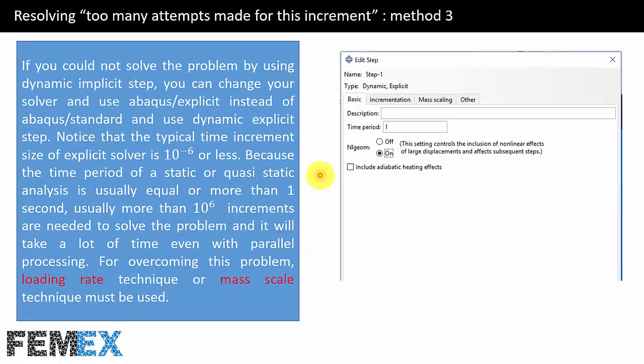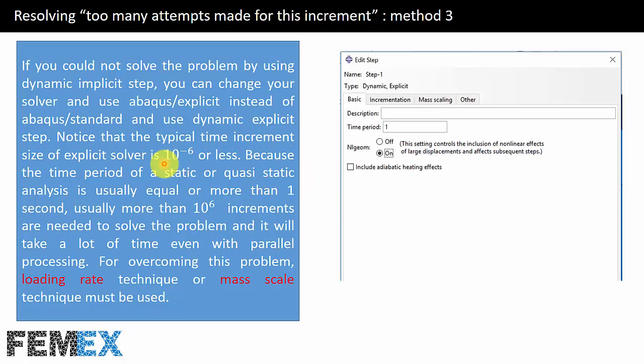If again you encountered the too many attempt error, you must use dynamic explicit step. But there will be a problem. The problem is that the typical time increment size of explicit solver is 10 to negative power 6 or less.